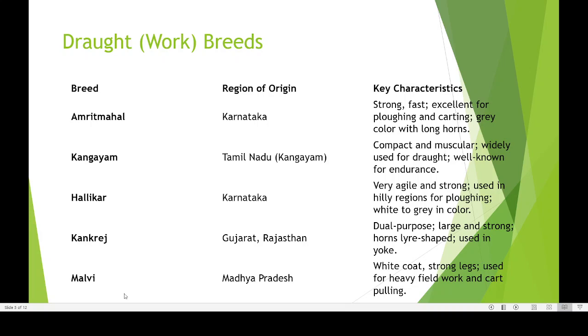Then it is from Kangayam area of Tamil Nadu. Then Hallikar. Hallikar is another breed. This is the Hallikar cow. Here you can see that this is the Hallikar cow, also used as a draught animal, very agile. Agile means fast moving and strong, used in hilly regions for ploughing. White to grey in color. But this one they are saying white to grey in color. This may be the real Hallikar.